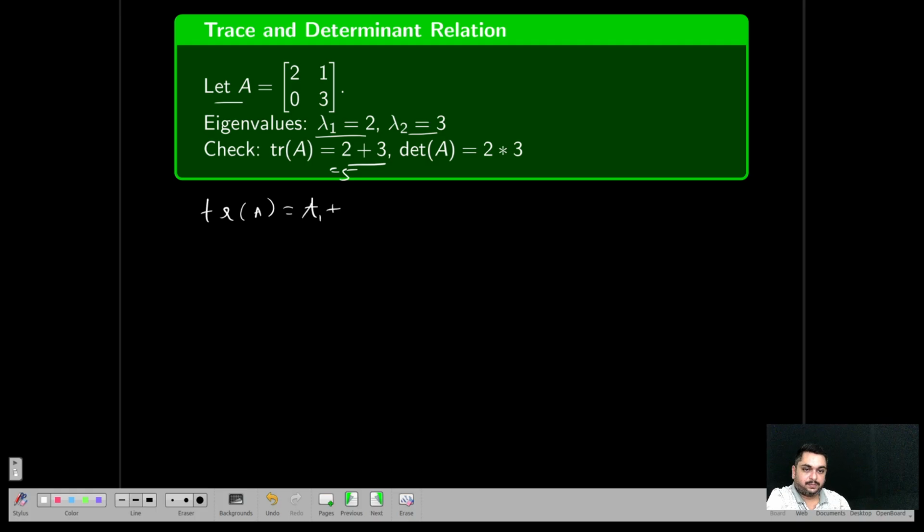So lambda 1 plus lambda 2. Determinant of A will be equal to lambda 1 into lambda 2. That is here 6. So calculate determinant of this. This is 6 minus 0, which is 6.